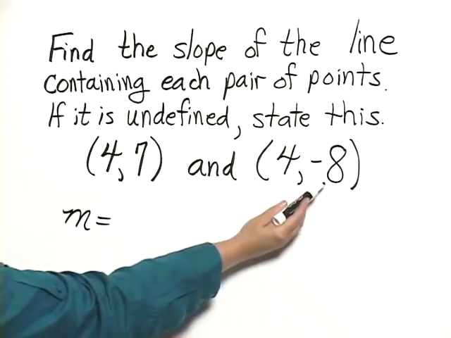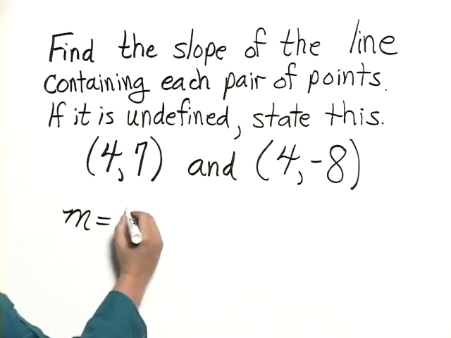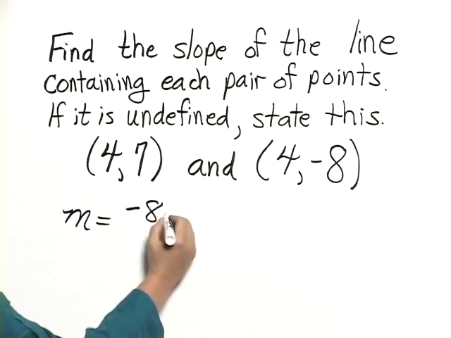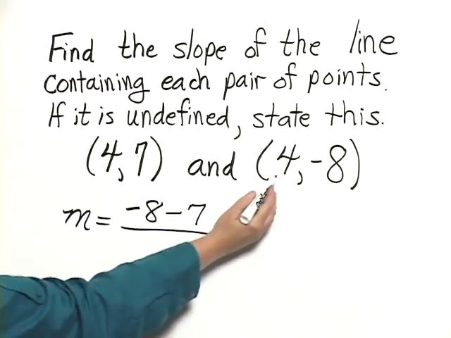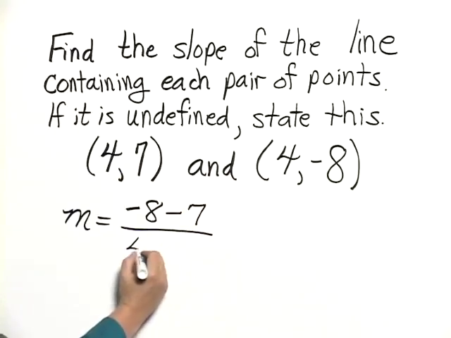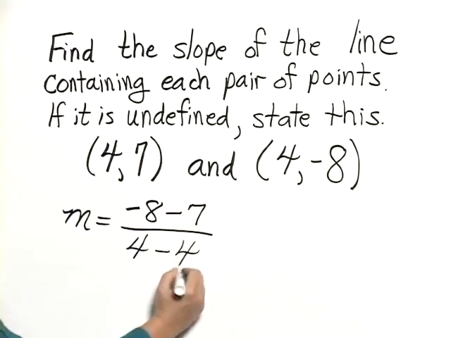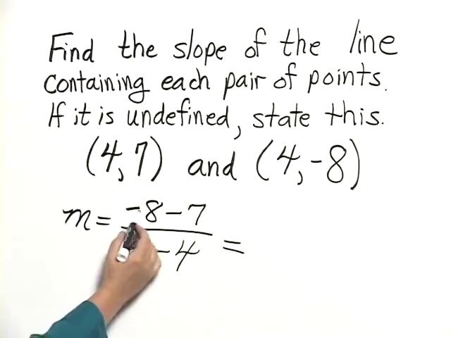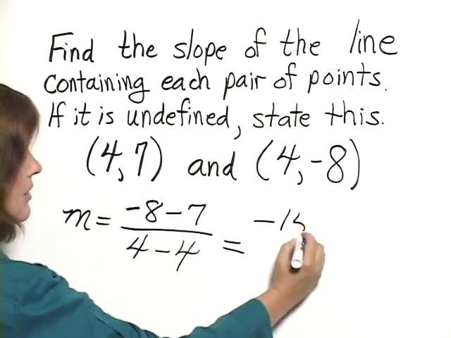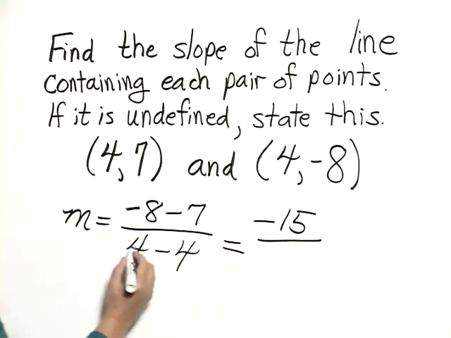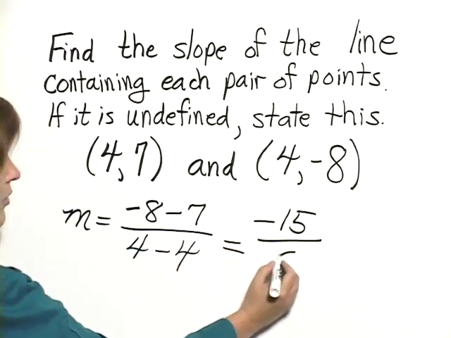The rise would be the difference in the y coordinates, -8 minus 7. And the run is the difference in the x coordinates, 4 minus 4. In the numerator, we have -8 plus a -7, which is -15. And in the denominator, we have 4 minus 4, which is 0.